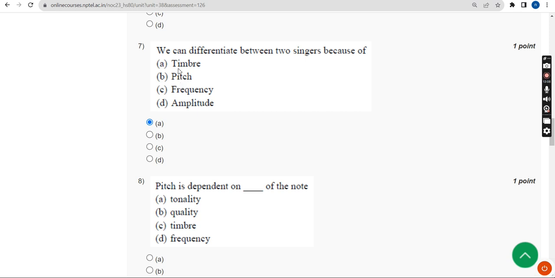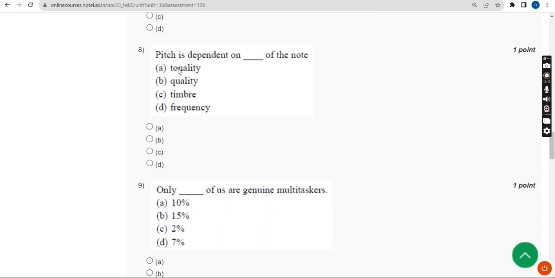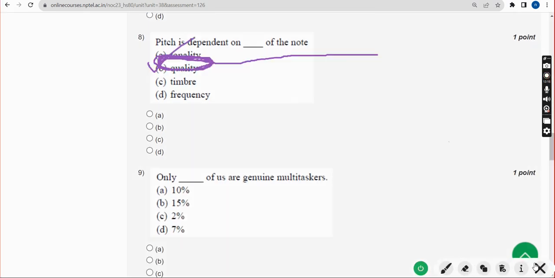So now let's move on to the eighth question. Which is dependent on dash of the note.